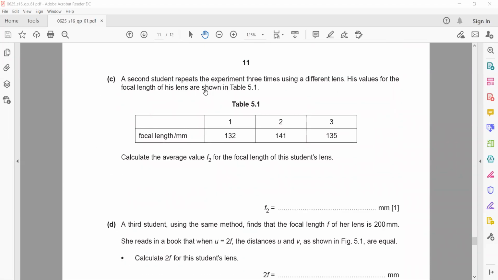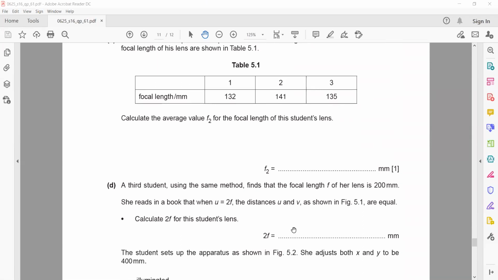A second student repeated the experiment 3 times and his values for the focal length are 132, 141, 135. Calculate the average. How to calculate an average? The average of these numbers 132, 141, 135 will be the sum divided by the total. How many are there? 3. So 136.